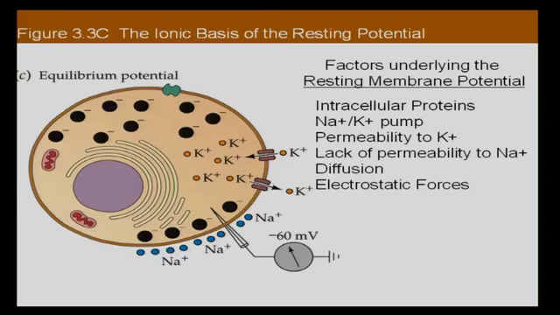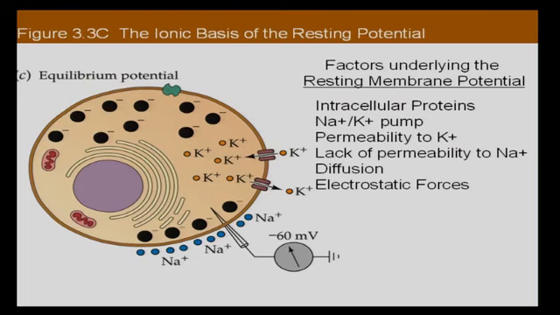Okay, so let's review. We started with the question, what makes the inside of the neuron negative? Negative 60. How come it's negative 60? And we talked about the major factors underlying the resting membrane potential. One, there are intracellular proteins in there. They just live there and they are negative. That's one major factor. Second, there is a sodium-potassium pump there, even though we said that it's not doing a whole lot at rest. We're going to come back to that, but that's an important feature.